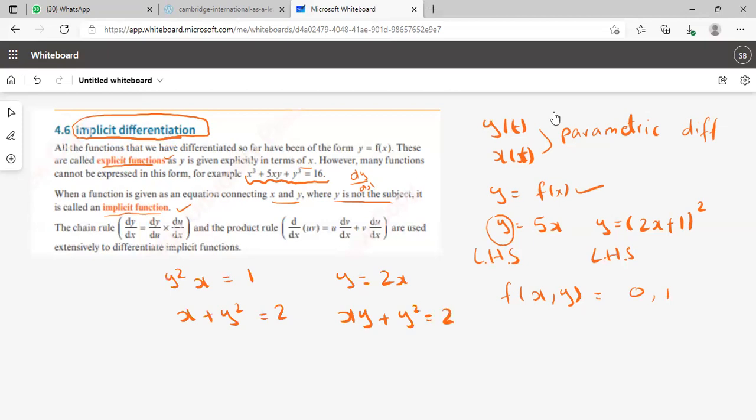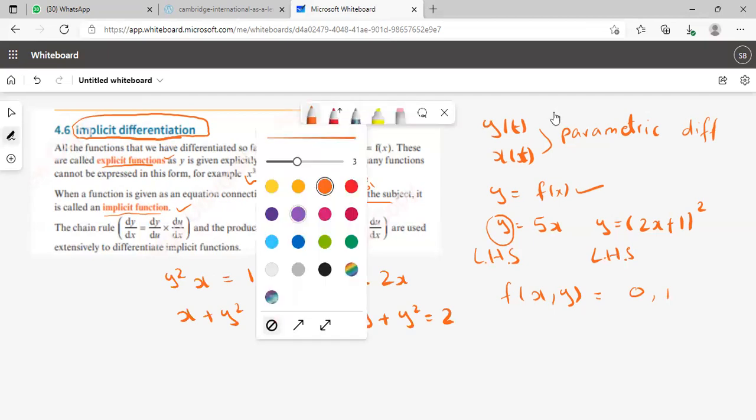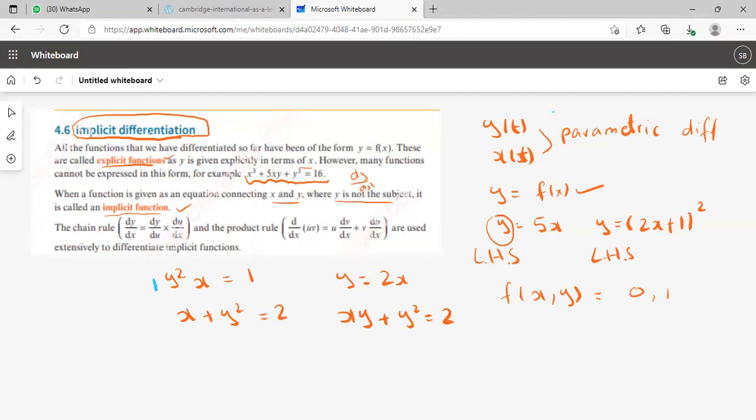Okay, so can you please tell me, wait, I need to change the color. Okay, we have 4 examples, 1, 2, 3, 4. So which of these examples is the case of explicit functions? Which function is an explicit function in this case?